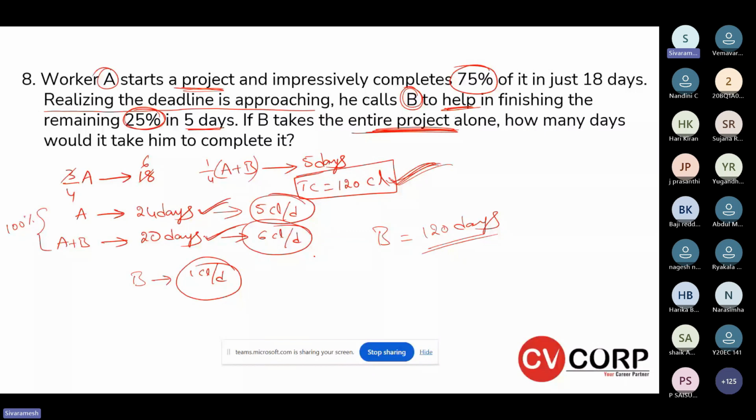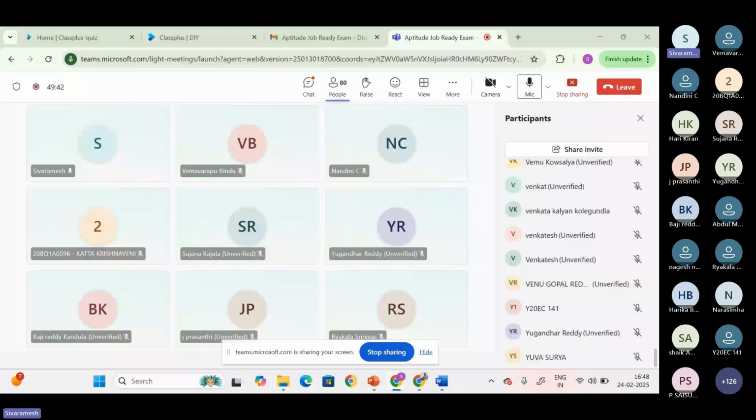But the majority of students marked it as 20 days in the last exam. So I hope you all are clear with this question. If you are not, we'll move on to the next one. Hope you all are clear. So let's go with the ninth question.